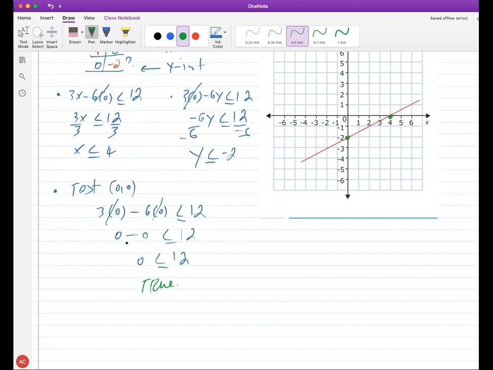That's when you flip this. But this turns out to be true, so that means this is the good side. No problem with this side. If this turns out to be false, then this side would be the wrong side. So in this case, both happen to work fine, so no problem here.